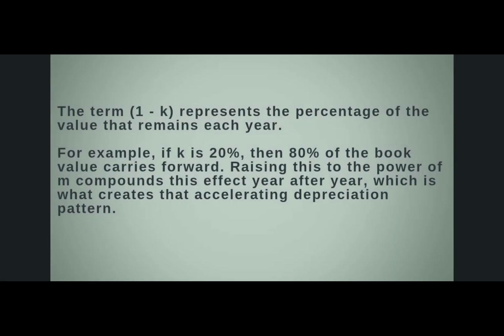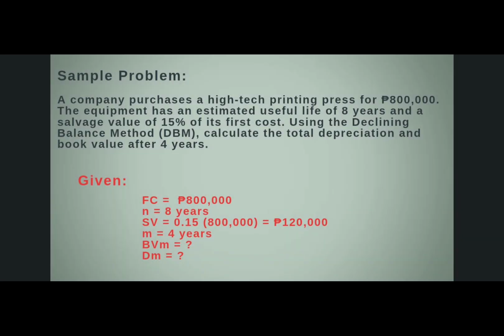The term 1 minus K represents the percentage of the value that remains each year. For example, if K is 20%, then 80% of the book value carries forward. Raising this to the power of M compounds this effect year after year, which is what creates that accelerating depreciation pattern. So, here is one of my sample problems.